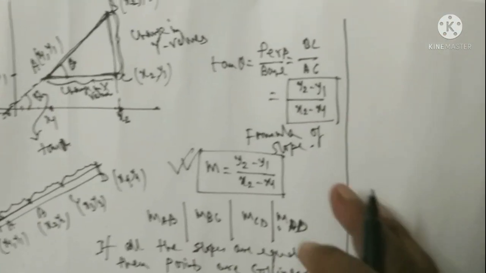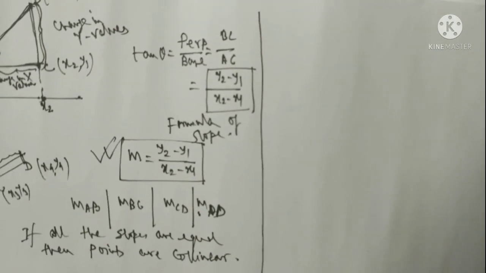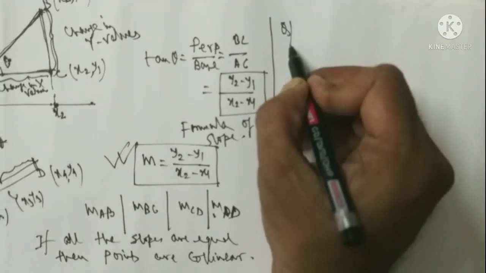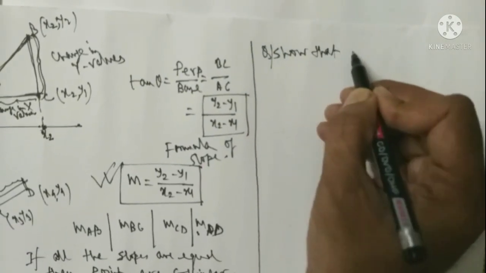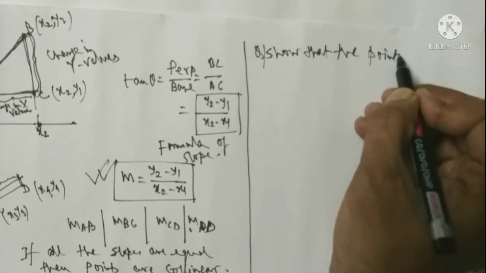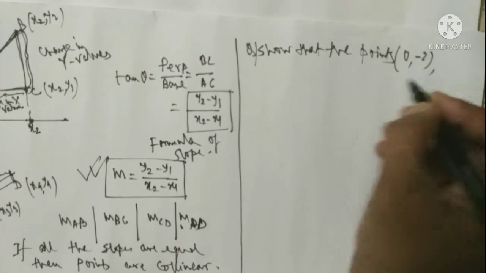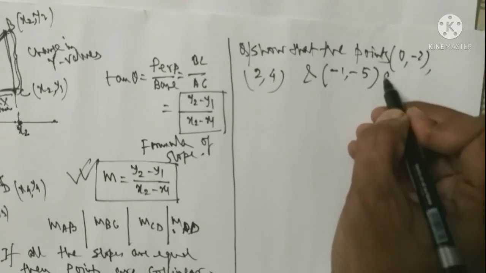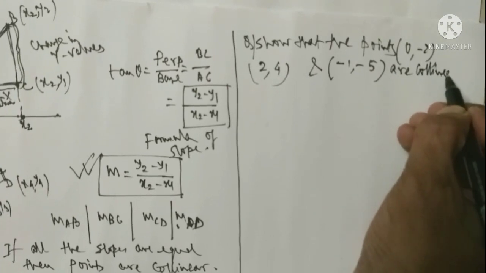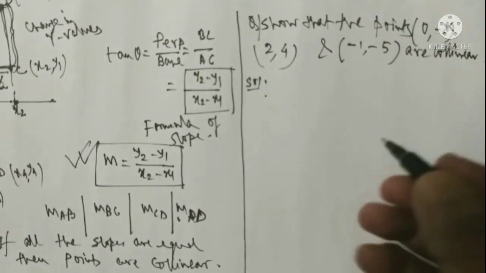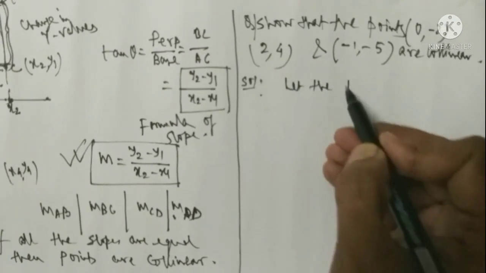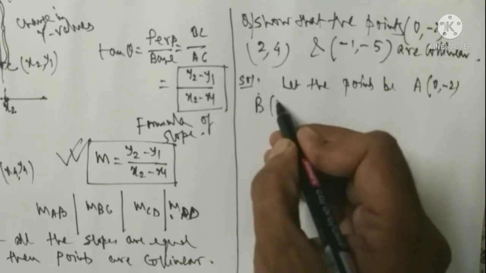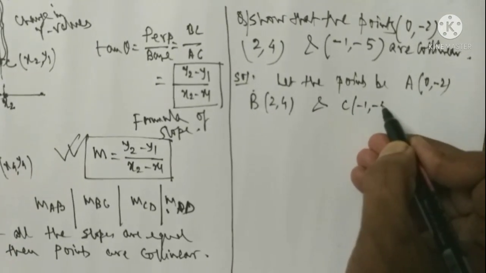Now we can give an example. The question is: show that the points 0, -2, 2, 4 and -1, -5 are collinear. With the help of the slope concept, we will solve the problem of collinearity of the points. Let the points be A 0, -2, B 2, 4 and C -1, -5.